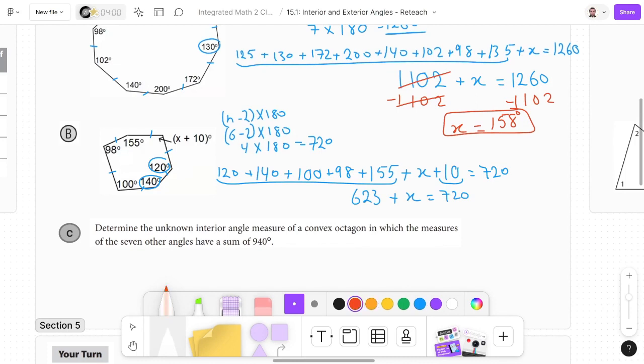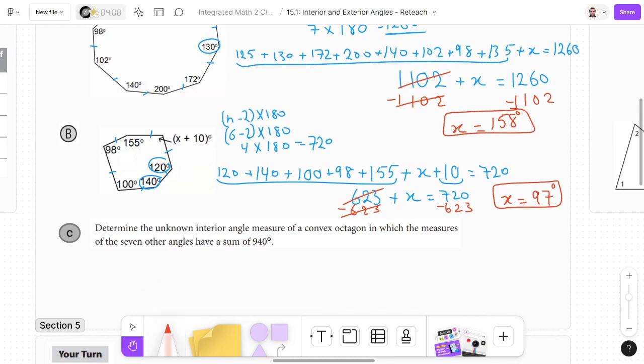So we subtract 623 from both sides. x is equal to 720 minus 623, which is 97 degrees. If I made some mistakes in the calculation, it's fine. You just correct me in the comments below.